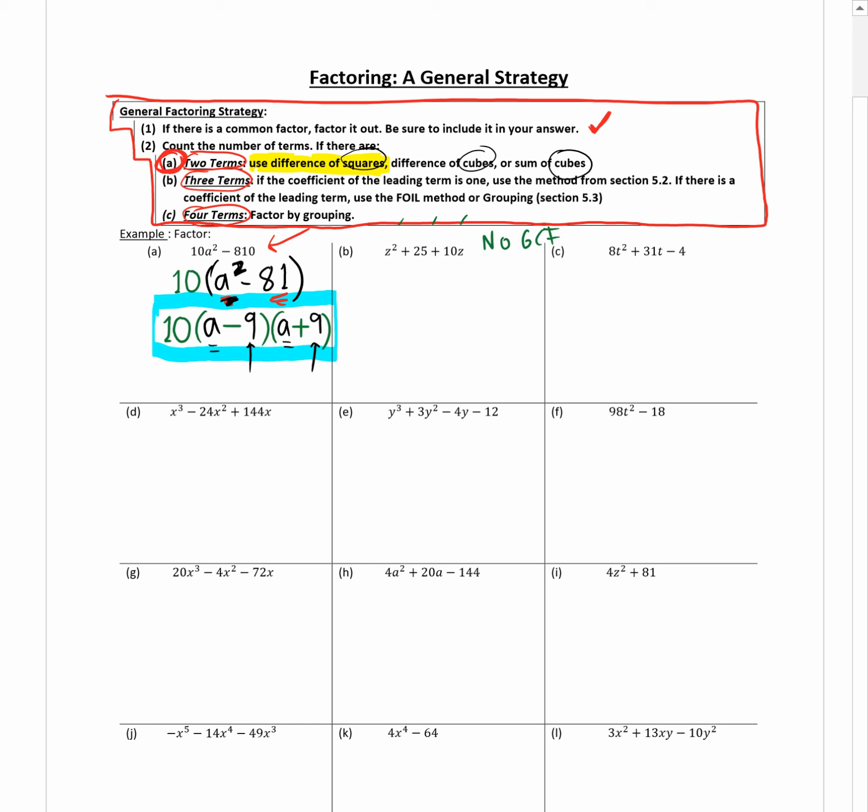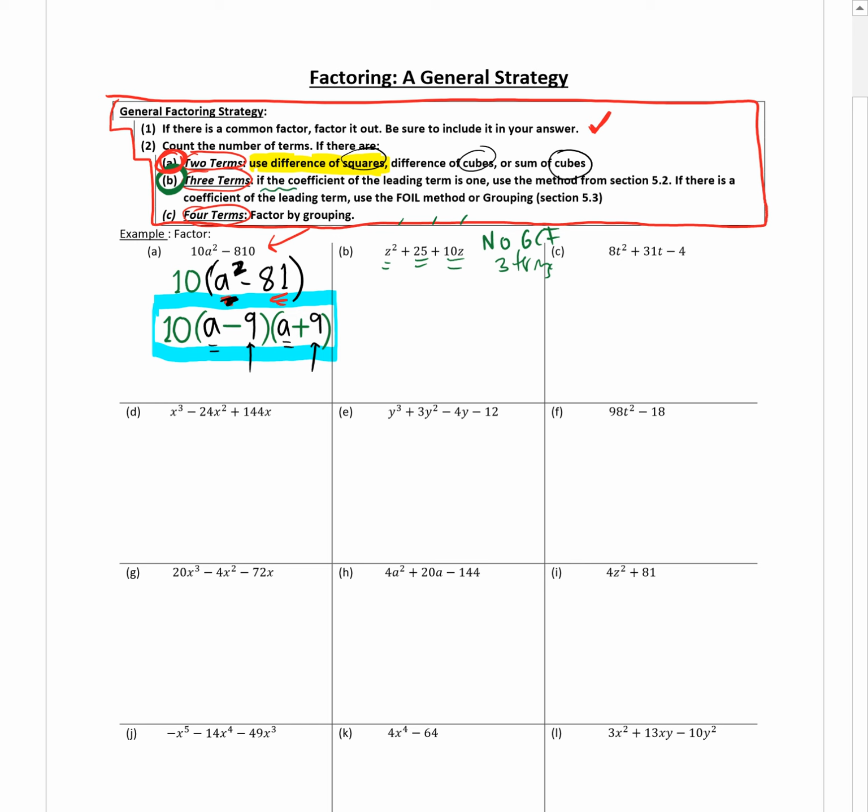Step 2 says now you want to count the number of terms here. We got z squared, 25, and 10z. There are 3 terms. That must mean instead of looking at part A, like we did in the other one, we're going to look at part B of the general factoring strategy. So it says there are 3 terms, and it could be one of 2 methods. It depends, like it says.